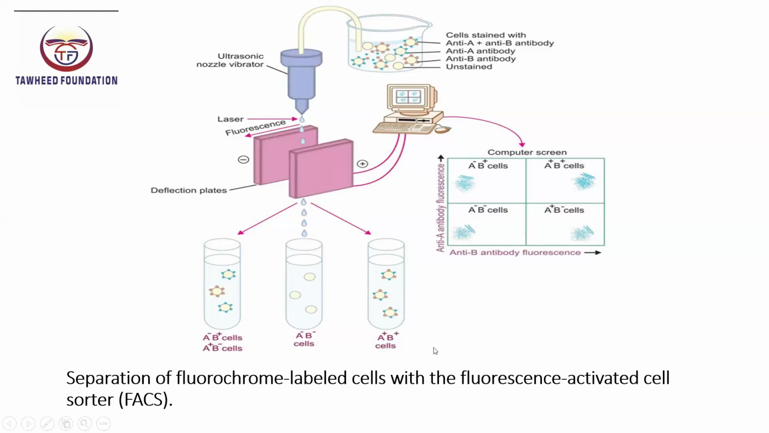When a target cell with a desired fluorescent characteristic is identified, the instrument charges that droplet electrically. The charged droplets are then deflected by an electrostatic field into separate collection tubes. This enables isolation of specific cell populations for further analysis or culture.